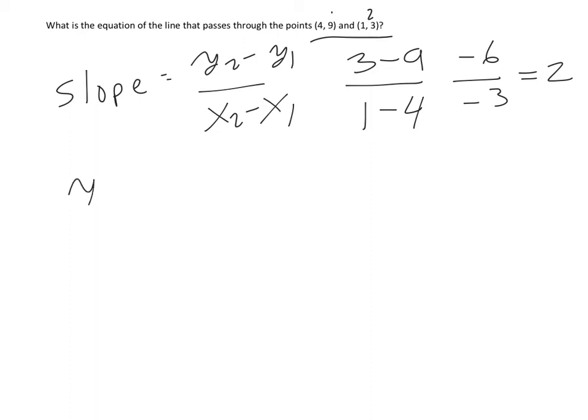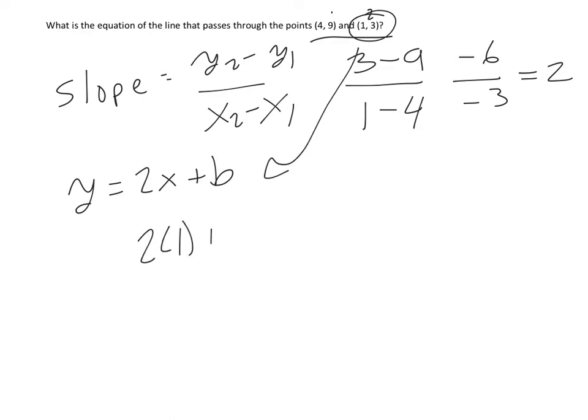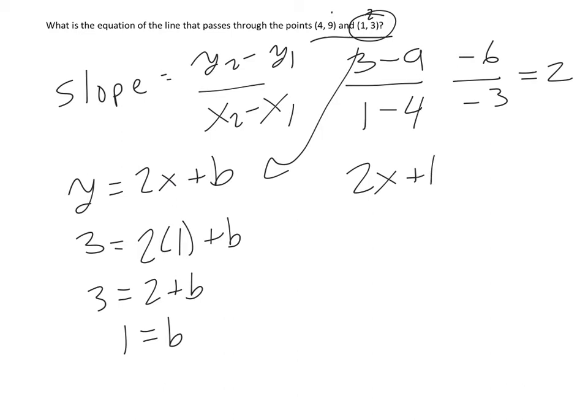So now my equation is y equals 2x plus b. Now I got to find the y-intercept. So I pick either point, doesn't really matter which, and I'm going to plug in those numbers. So maybe 1 and 3. When x equals 1, 2 times 1 plus b, y has to equal 3. The question is, what is b? So I get 3 equals 2 plus b. So I subtract 2 on each side, b equals 1. So that means the equation is y equals 2x plus 1.